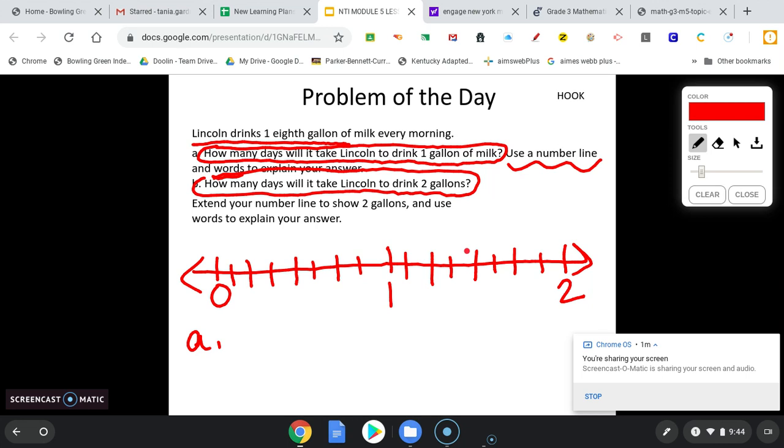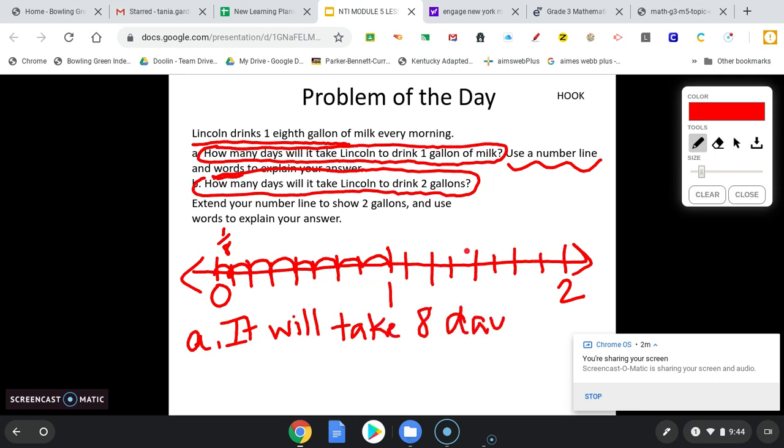So let's do part A. It says, how many days will it take him to drink 1 gallon of milk? So from there to there, that's 1/8 gallon. So we know every day he drinks 1/8 gallon. So let's say 1, 2, 3, 4, 5, 6, 7, 8. So he will drink 1/8 of a gallon of milk each day. So it will take him 8 days to drink 1 gallon.